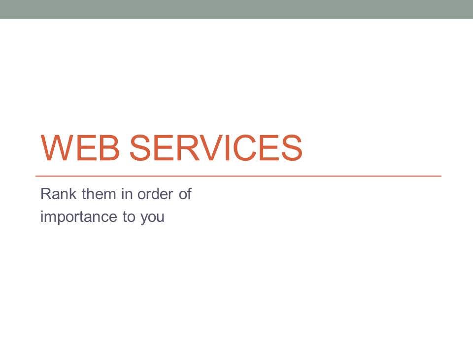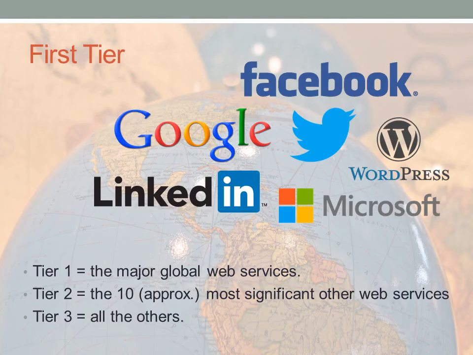Now we move on to the major web services. So you really need to rank them in order of their importance to you. The first ones we're going to look at are the majors, the first tier web services. You might think of them as three tiers. So tier 1 is the major global web services, the ones that we all recognize by name and by logo.